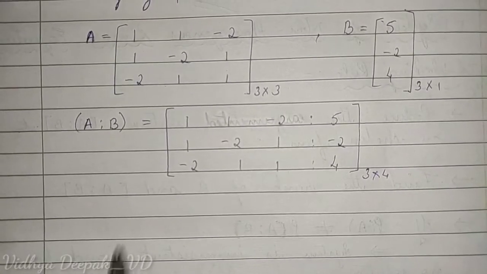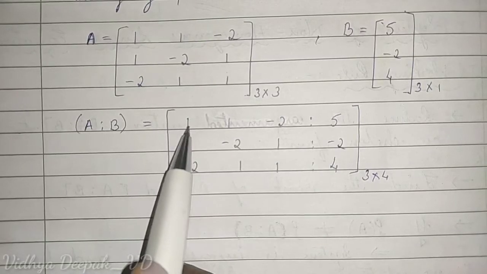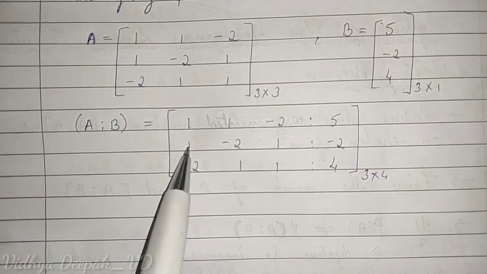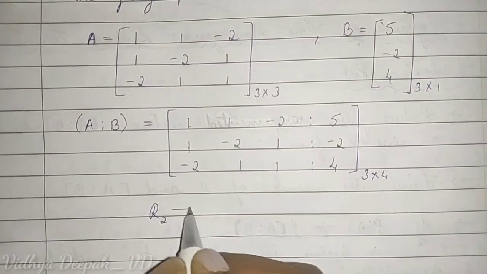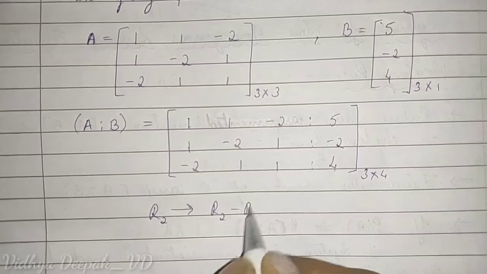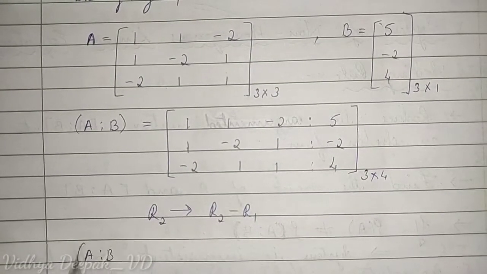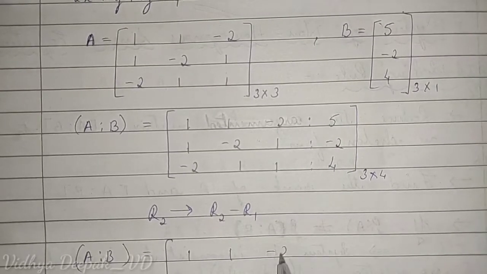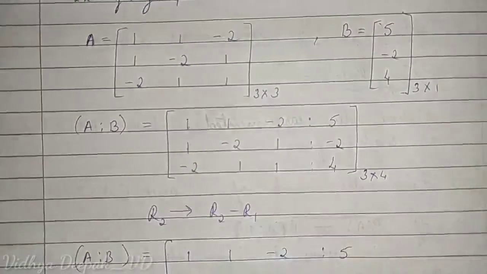Now perform row reduced echelon form on this matrix and obtain the rank of the given matrix. How to solve for row reduced echelon form? The first element of the first row should be 1. It is 1. Now we should make the next element 0. In order to make it 0, we can perform the operation R2 changes to R2 minus R1. So 1 minus 1 becomes 0. Now the augmented matrix AB: 1, 1, minus 2. The first row remains the same. The second row is changing: 1 minus 1, 0.